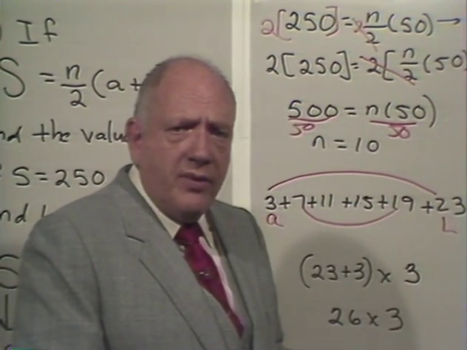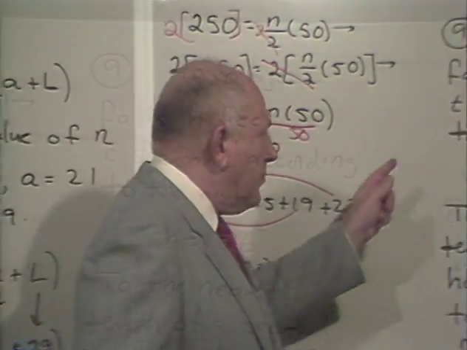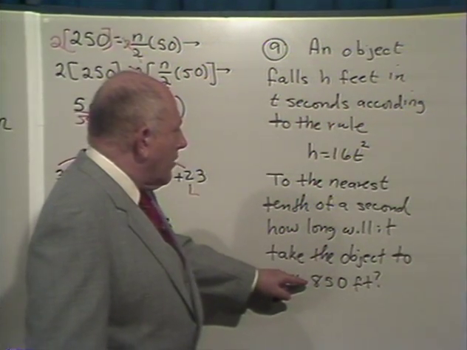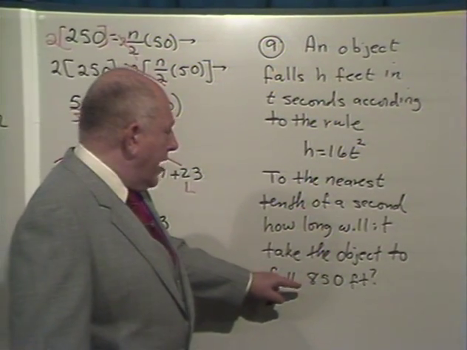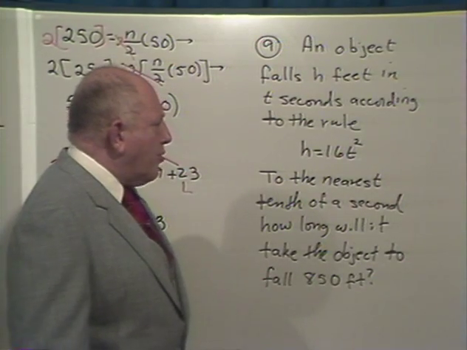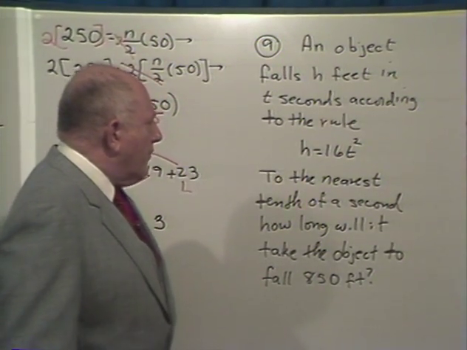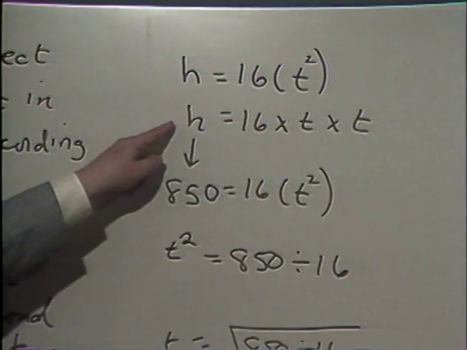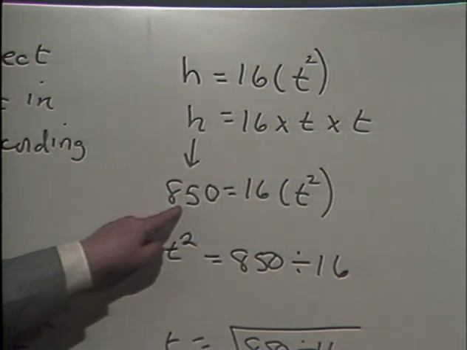You also may remember in the enrichment lecture that we talked about this particular formula. An object falls h feet in t seconds according to the rule h equals 16t squared. It says, to the nearest tenth of a second, how long will it take the object to fall 850 feet? Now you see, we did this problem in the enrichment lecture and in the textbook, but sometimes we used easier numbers. See, for example, all I'm going to do here is I take this formula and I replace h by 850.